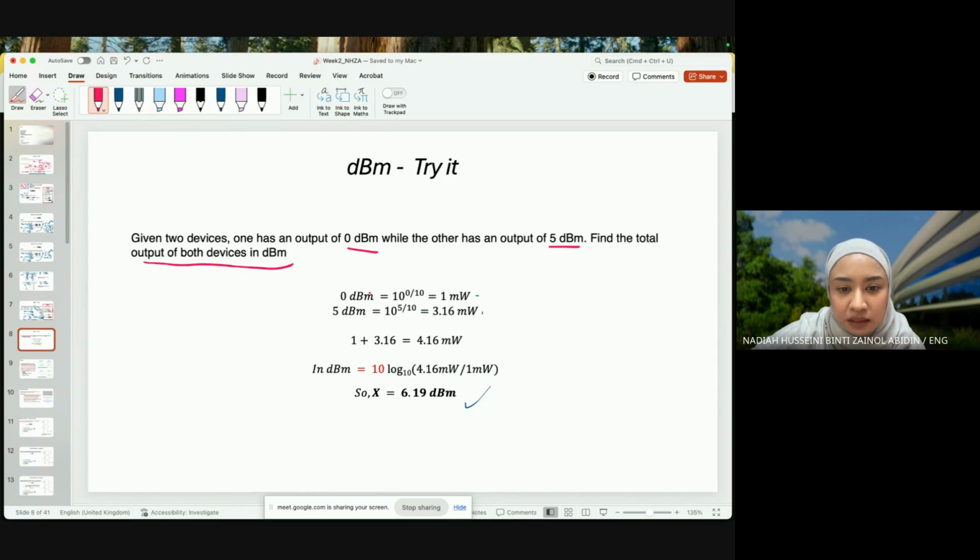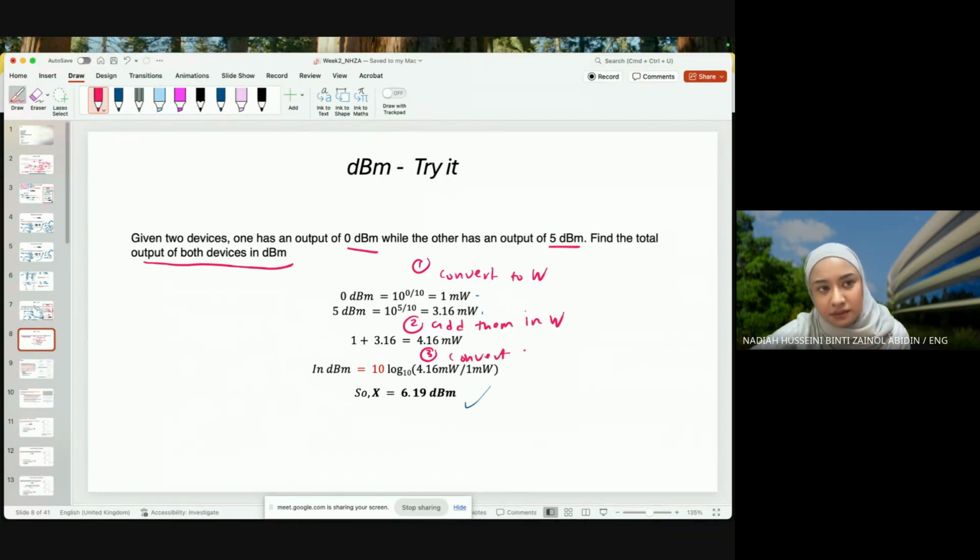So these are the three steps that I use here. So I convert this to milliwatt or watt. That was the first step. Second, add them together in watt. And then third, you convert it back. So I'm just using the steps for adding two dBm values together.